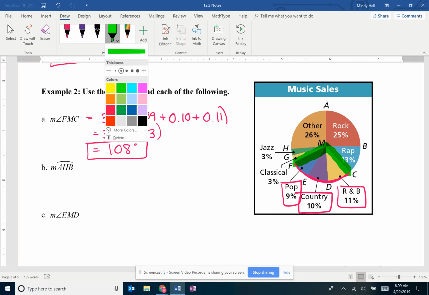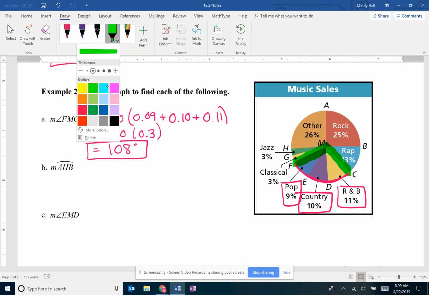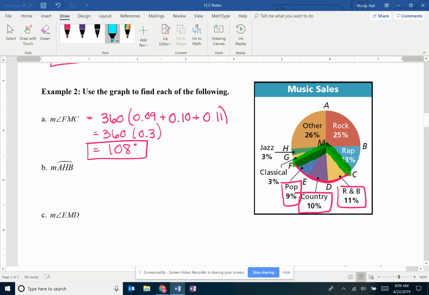AHB, use a different color. Oops, I thought I was going to use a different color. So AHB goes from A to H to B, and this is an arc, so we're actually going from A to H all the way around to B. So it's actually most of the circle.